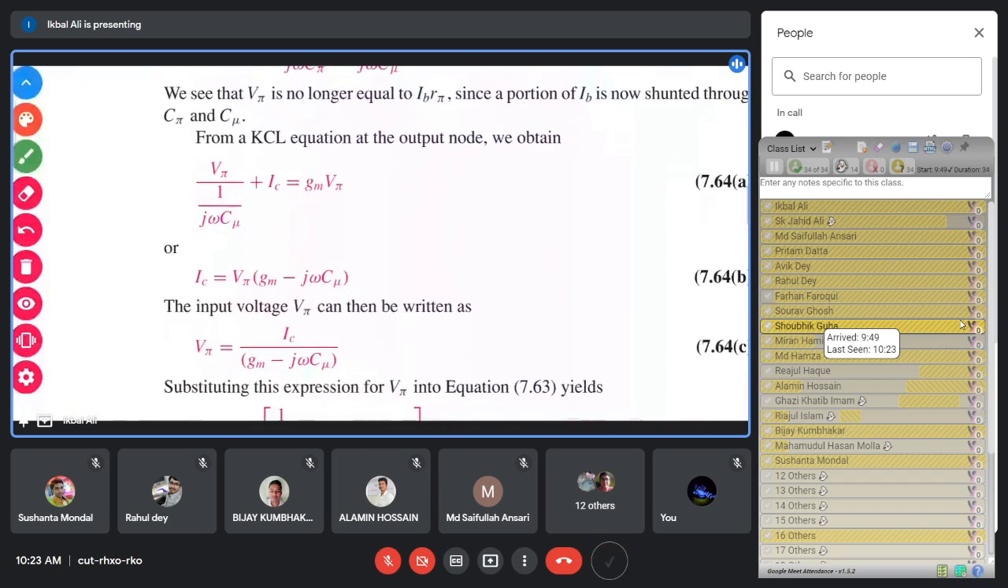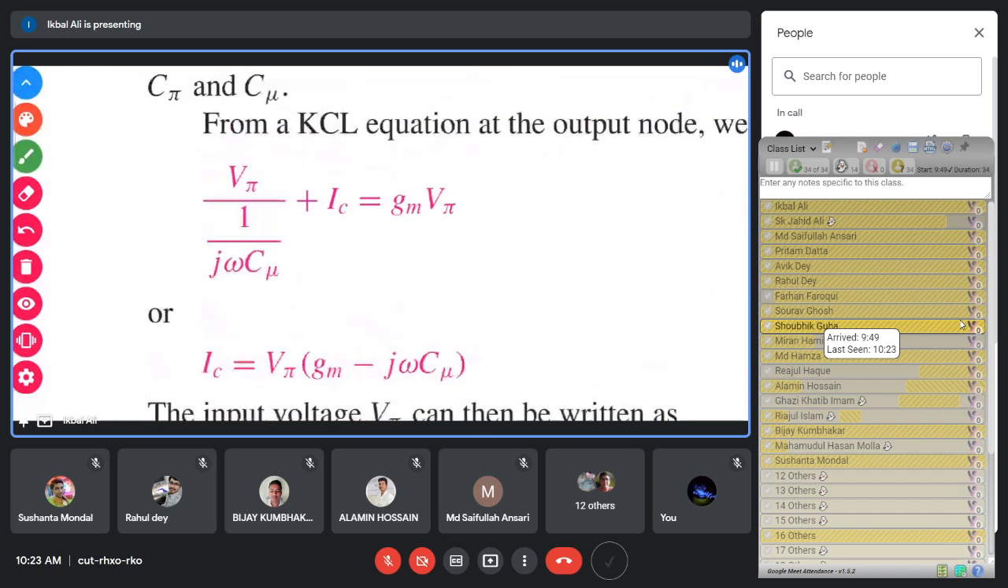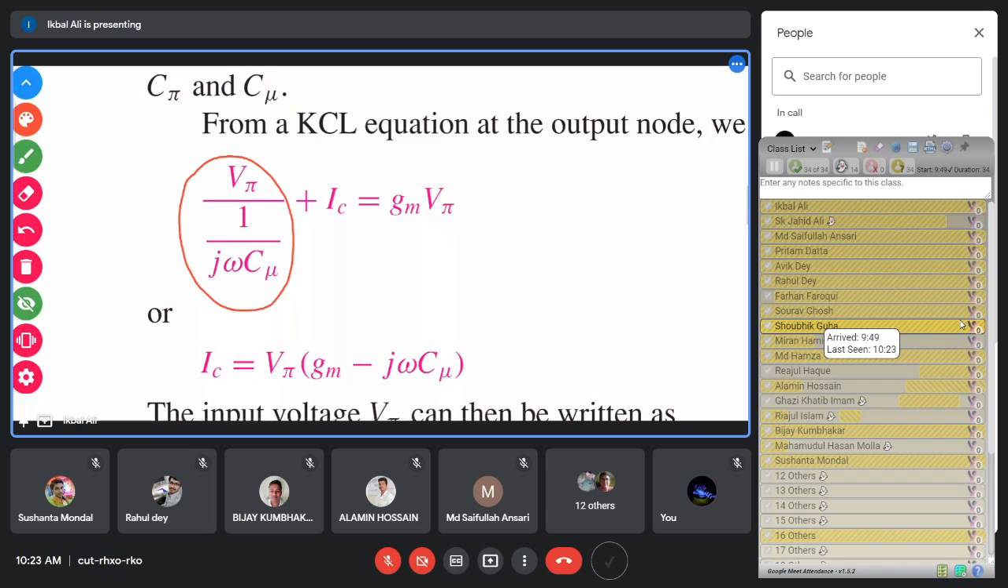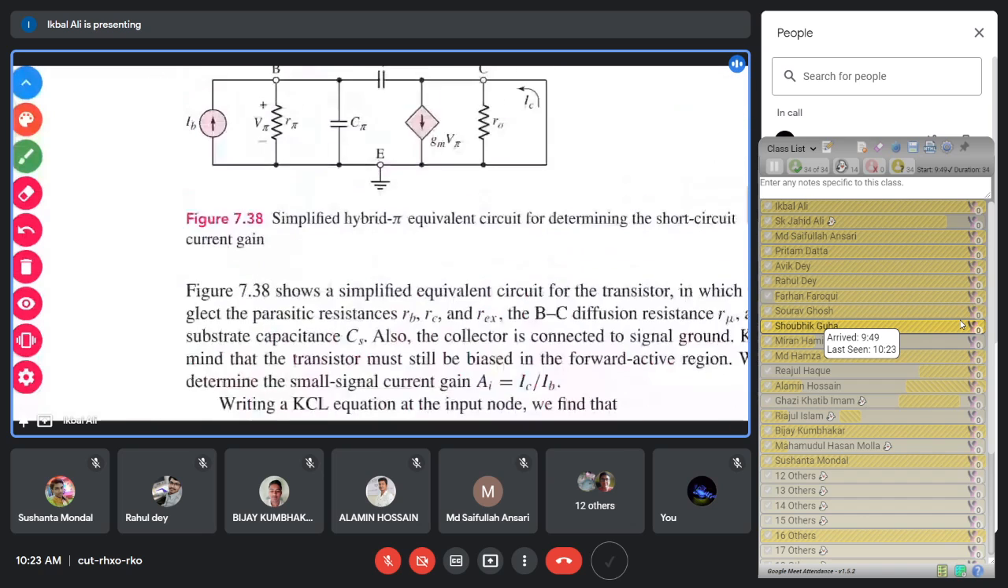So the KCL equation at the output node, you see the same equation that we have calculated, has been written here. Through the C mu, you have the current V pi by 1 by j omega C mu. Through the short circuit, you have the IC current. The summation of these two currents should be the current generator current Gm V pi. This is the KCL equation you get by applying KCL at the output node.